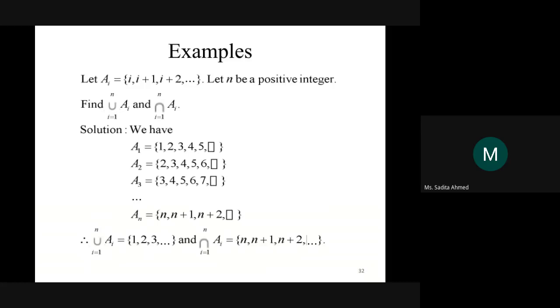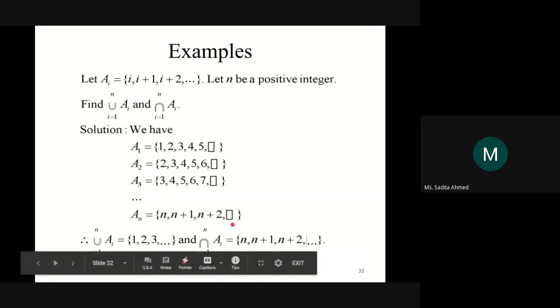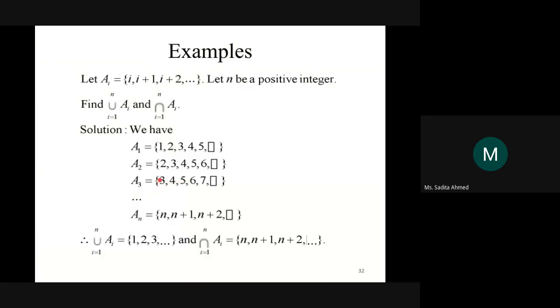No, they cannot be. For example, here in A1, A2, A3, we see that 3, 4, 5, 6, 7, 8, all of them are there. But can we keep them in the generalized union? 3, 4, 5, 6, 7? No. Because what about A4? In A4, 3 is not there. Then what about A5? In A5, 4 is not there. And so on. Okay? So do you see the thing here?